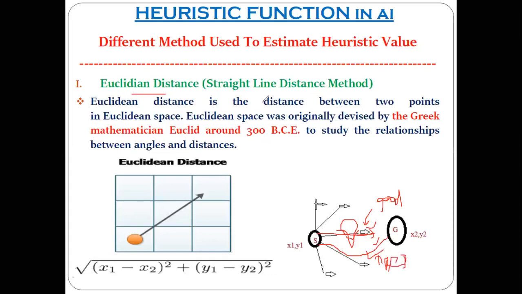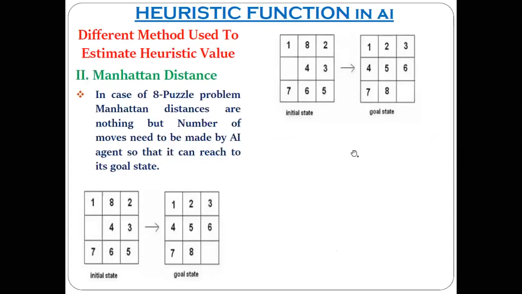Yes, sir. So that's why it is mentioned as a very important property of informed search technique. It says it may not give you the best solution, but it will definitely give you a good solution. I hope all of you understood. So this is the first method to evaluate or to estimate the heuristic value. Let's move towards the next.